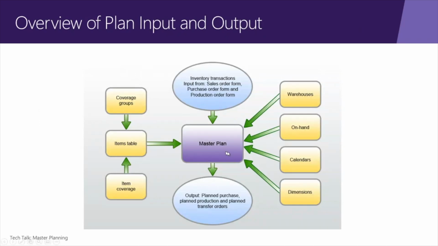Okay, so the first thing we need to make sure is that we have all the items that we need to plan for set up in the system. And when setting up those items, we also have to think through how far out we want to plan for that item. Are we planning only for 30 days from today? Are we planning for 2 months from today? Or are we planning for the next 6 months? That will depend on the item.